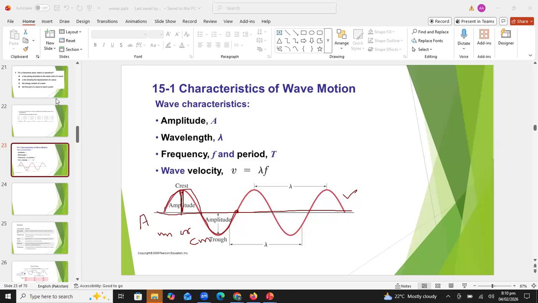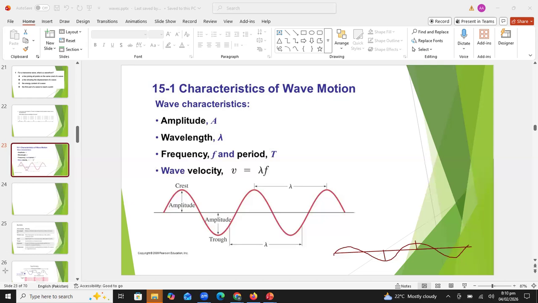All right. So if the examiner gives you a wave like this, first of all you have to draw the reference line. Like this. Then you can mark any of the peaks, like you can mark the trough or you can mark the crest as well. Both are representing the amplitude.